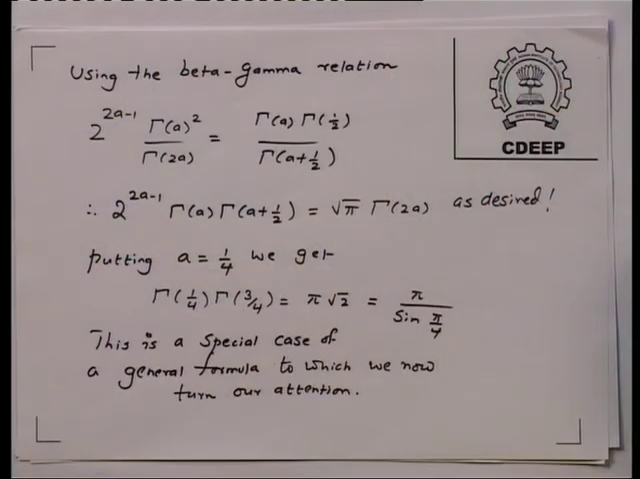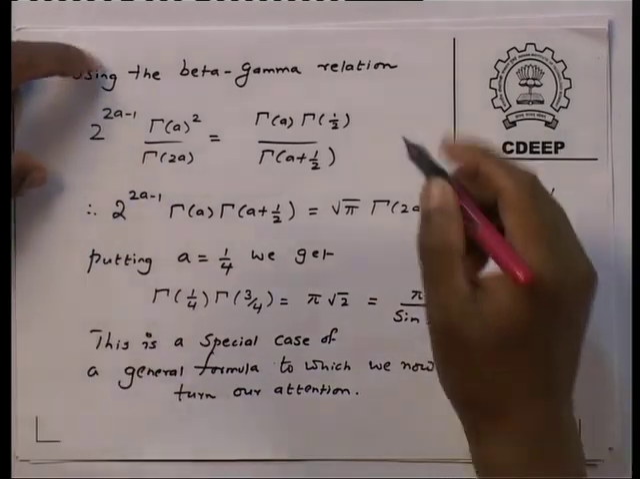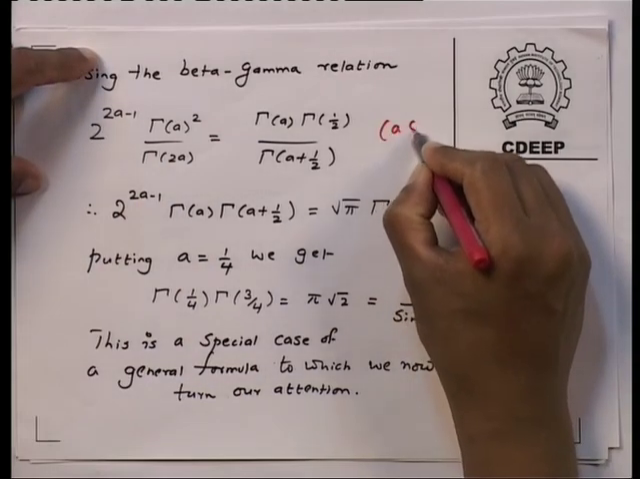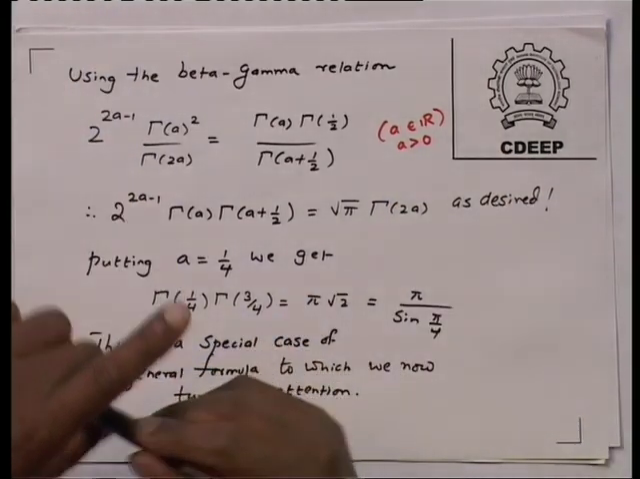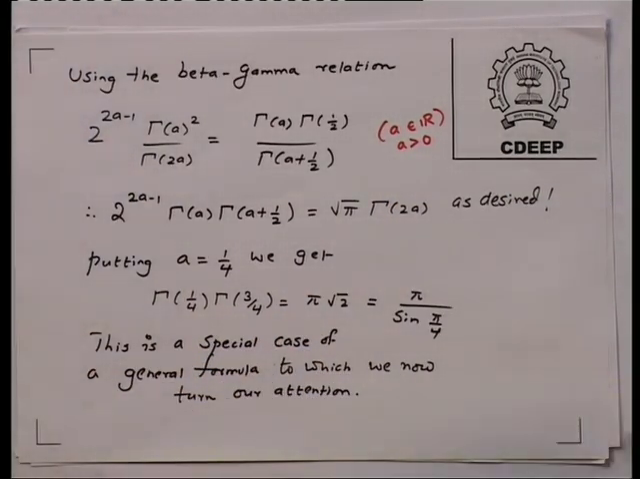So using the beta gamma relationship, you see this 2 to the power 2a minus 1 gamma a squared upon gamma 2a equals gamma a gamma half upon gamma a plus half. Gamma half of course is root pi. Gamma a cancels out. Let us assume that a is real and positive, because you are cancelling it. And so you get the duplication formula for the real case.